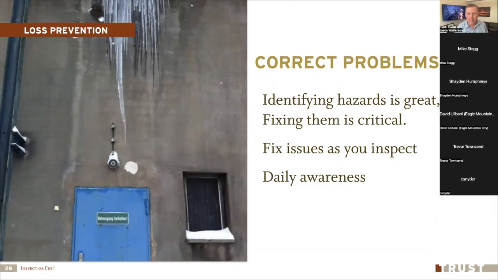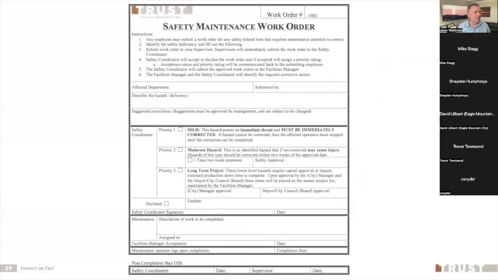Other things may take time, may take money, may take maintenance resources, contractors, et cetera. And if they do, here's another form we'll send out. It's called a safety maintenance work order. You can call it whatever you want. We send out the forms in a format that you can go in and just make it your own.